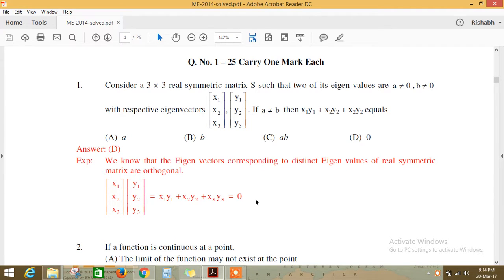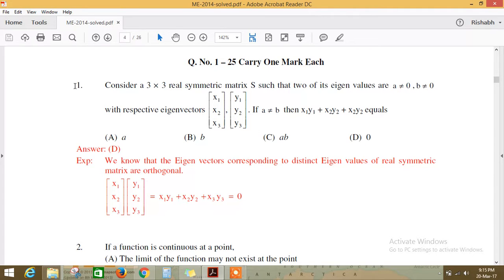Students, today we are going to discuss the questions which came in the GATE 2014 paper of the mechanical branch. So here I start. Question number 1. These questions carry 1 mark each and minus 0.33 as negative marking.